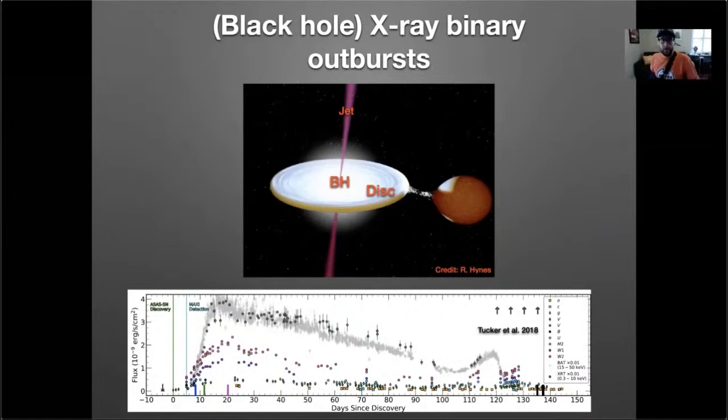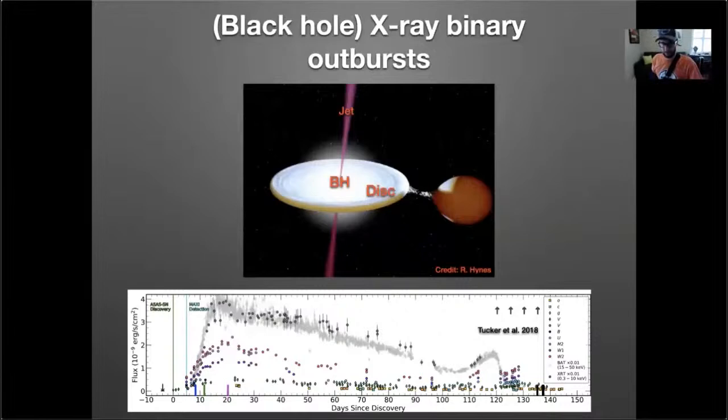Black hole X-ray binaries often undergo outbursts, which last several months. The bottom figure is a light curve showing the outburst of MAXI J1820, and we can see the outburst across the electromagnetic spectrum.